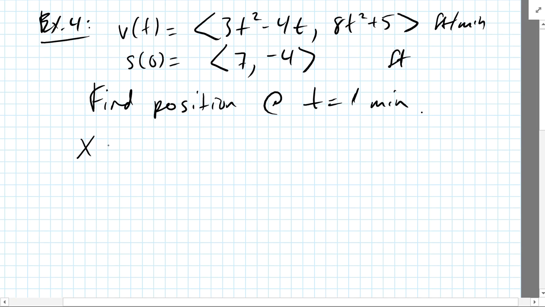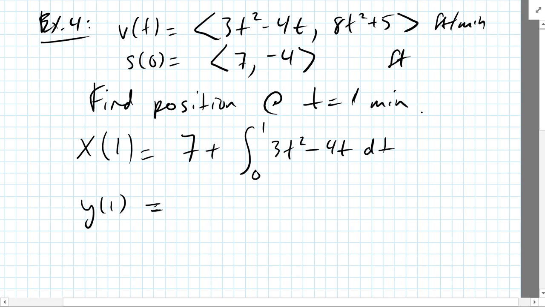So is my x component at time 1 equal to my initial position? What was my initial position for x? 7 plus the integral from 0 to 1 of the x derivative, which is 3t squared minus 4t dt. And what's my y at 1 going to be? My y component, which is negative 4, plus the integral from 0 to 1 of the y component's derivative, which is 8t squared plus 5 dt. And is that easy to integrate?